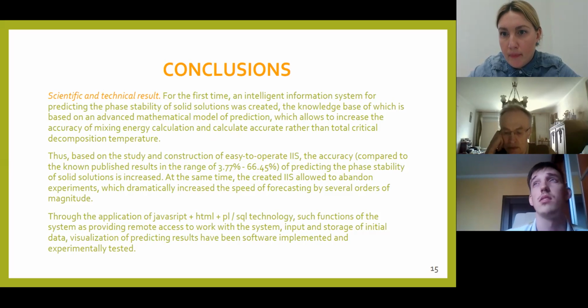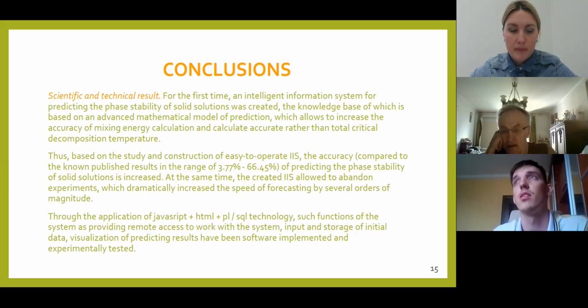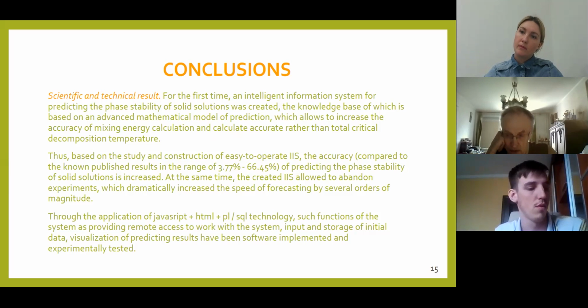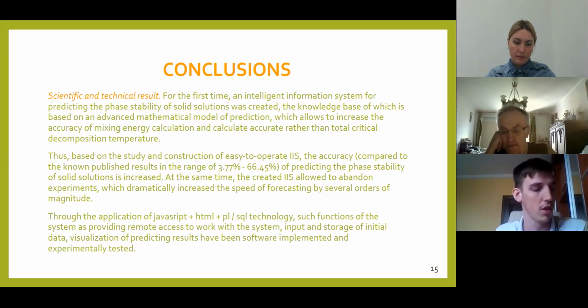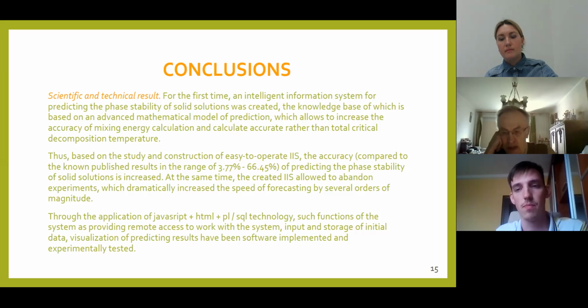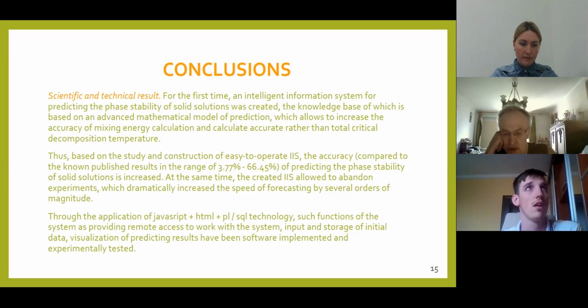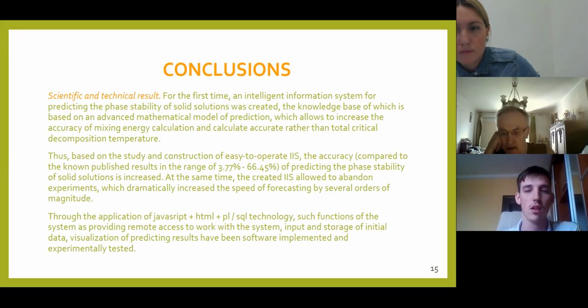This system is the first in chemical predicting. We don't have any analogues, so it's first. Before this, there were a lot of experiments, and chemists spent a lot of time to do this, about months. And here we can go to the system.